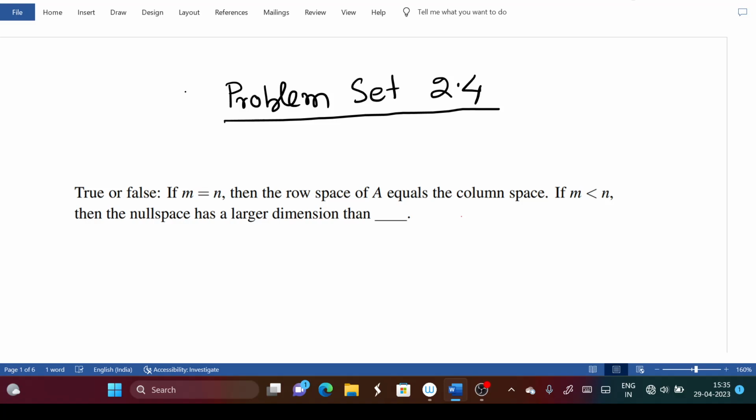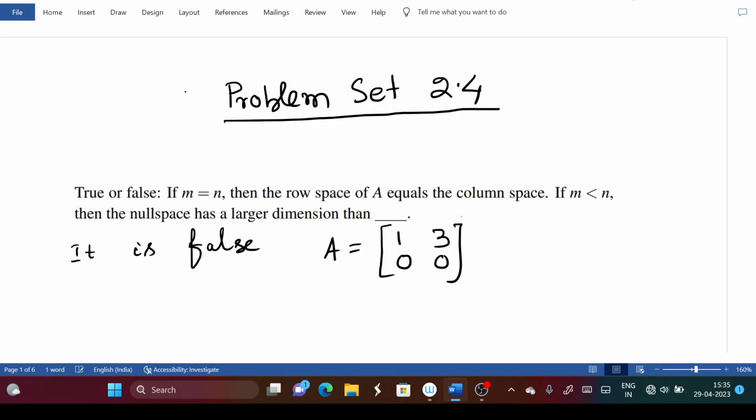Let us discuss. If M is equal to N, then the row space of A equals the column space. Whether this statement is true or false. This statement is false. Why is it false? Because let A be the matrix with rows 1, 3 and 0, 0.